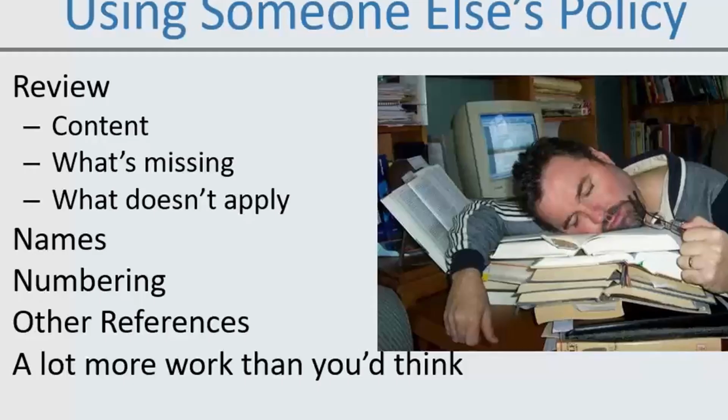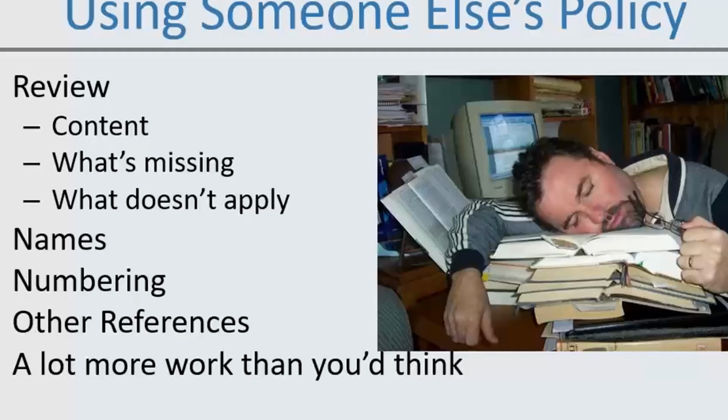Now, let's start off with borrowing someone else's, which might seem ideal. Once you borrow it, what do you need to do? First of all, go through the content: what's missing and what doesn't apply to you. Especially if you're getting an expense reimbursement policy from a college or university, you'll have a lot of things in there about grants. If your organization doesn't get grants, then obviously you want to take that out. And there may be some other things in there that don't apply to your organization. So you take all that stuff out.